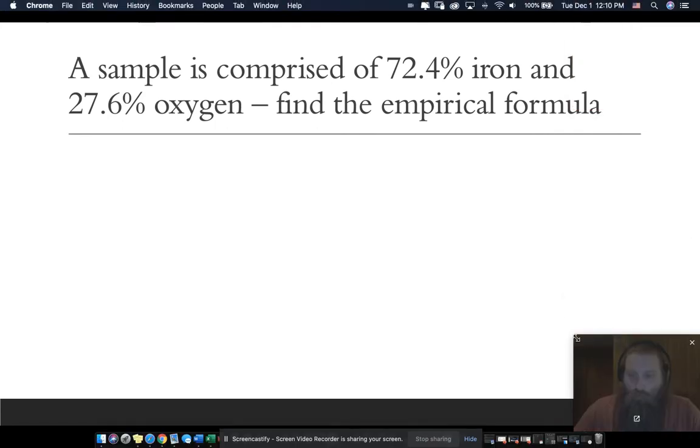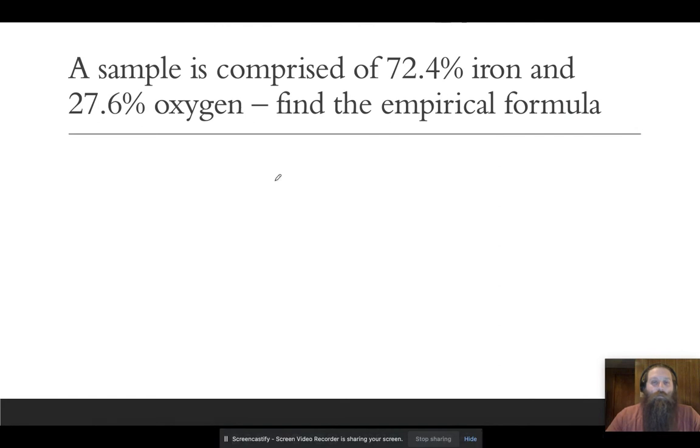So I'm going to slide down here to the bottom. So we have a sample comprised of 72.4% iron and 27.6% oxygen. Find the empirical formula. All right, well, we need a working formula. We know that metals are always written before nonmetals. So we're going to say iron something, oxygen something.